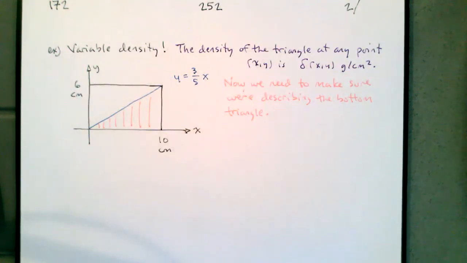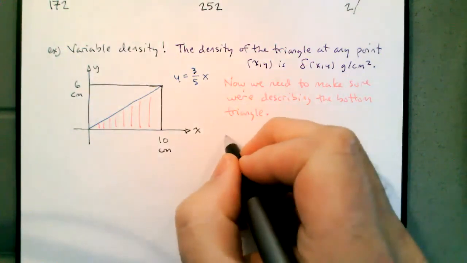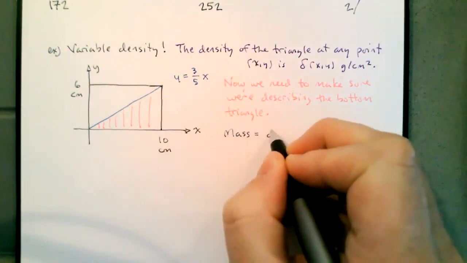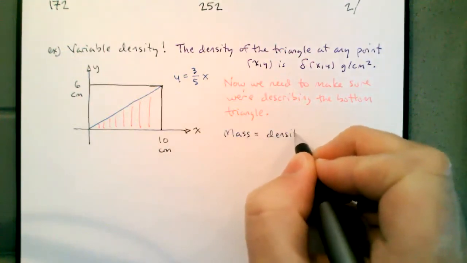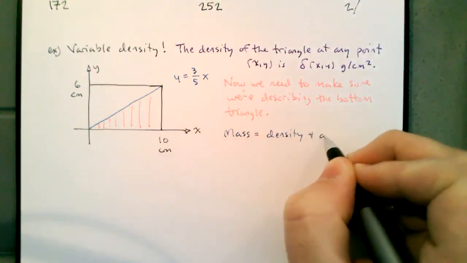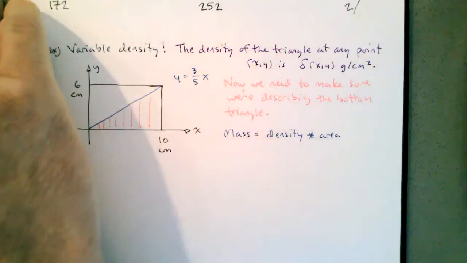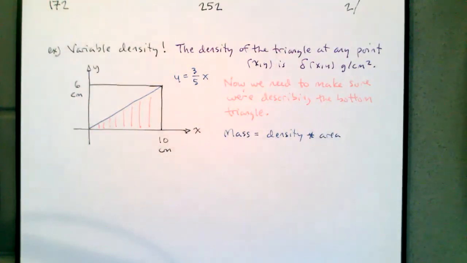If we want to find the mass of this triangle, I want to use the fact that mass is equal to density multiplied by area. Mass is density times volume sometimes, but now everything's flat, so mass is density times area. But my density is variable, that's why I don't get to just multiply.